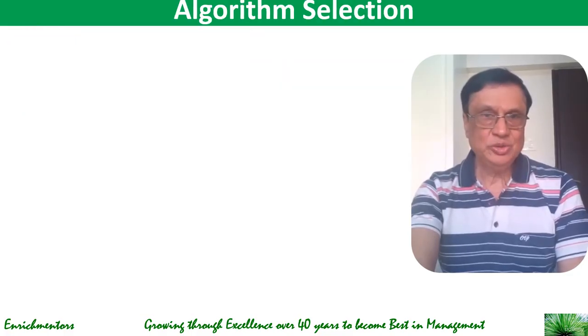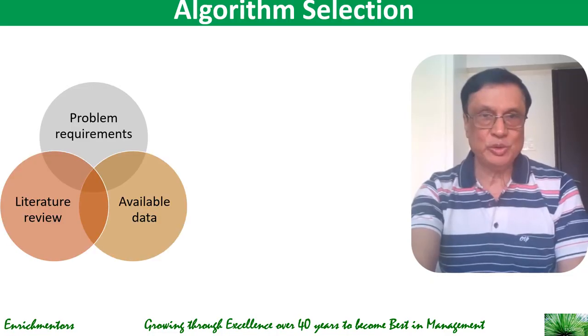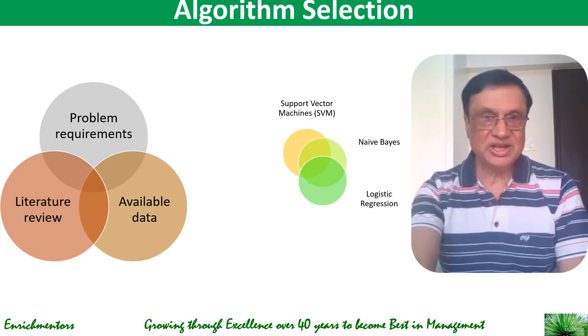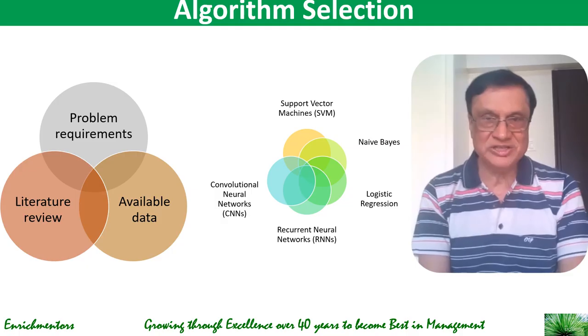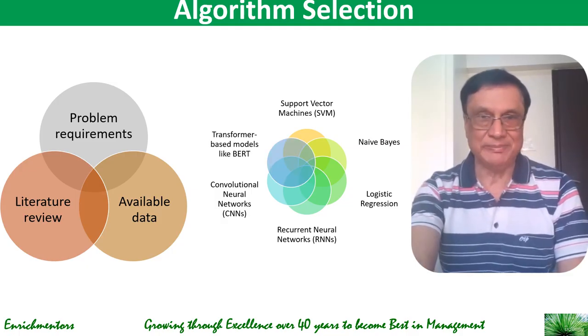Then the team went into algorithm selection based on the problem requirement, available data, and literature review. They selected appropriate machine learning algorithms and deep learning architectures for sentiment analysis, in which they considered algorithms such as support vector machines, SVM, naive Bayes, logistic regression, recurrent neural networks, convolutional neural networks, and transformer based models like BERT. So that's how the algorithm selection happened.